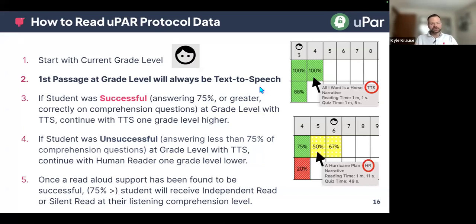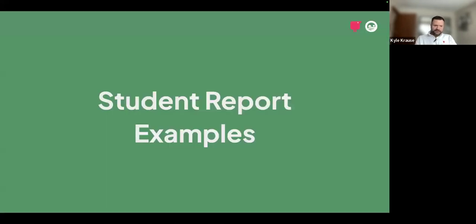So I just wanted to quickly highlight, if you didn't know, these are sort of the best steps to reading and understanding a uPar report. I'm going to stop right there. I don't know if there are any questions. I'm going to just take a drink though.